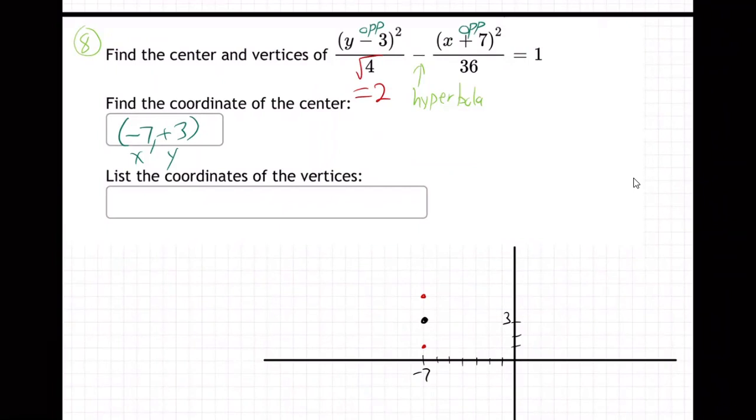So 1, 2, 3, 4, 5, 6 right there. I went right 6: 1, 2, 3, 4, 5, 6. And then left 6: 1, 2, 3, 4, 5, 6. Right there. And then make your box. With a hyperbola, we make a dotted box. Like that.